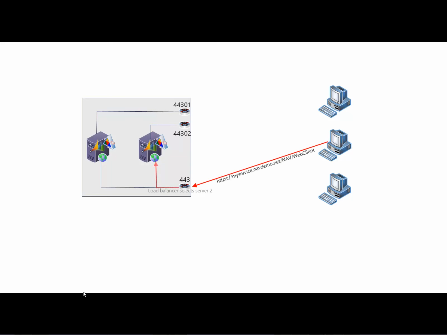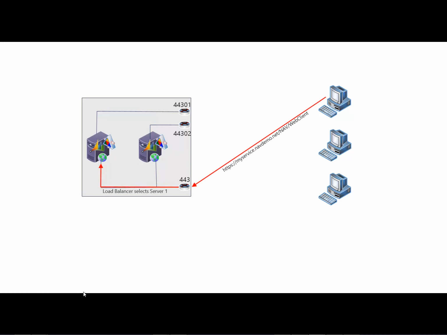When user number 2 is connecting to the same URL as user number 1, the load balancer is going to select server number 2, and server number 2 is going to redirect him to a different address. So the redirect site on server number 1 is going to redirect to myservice1.navdemo.net:44301. And the redirect site on server number 2 is going to always redirect to myservice2.navdemo.net:44302. So this user is now going to connect to the other one, getting the web client on server number 2, and the communication from his computer now flows directly to server number 2.